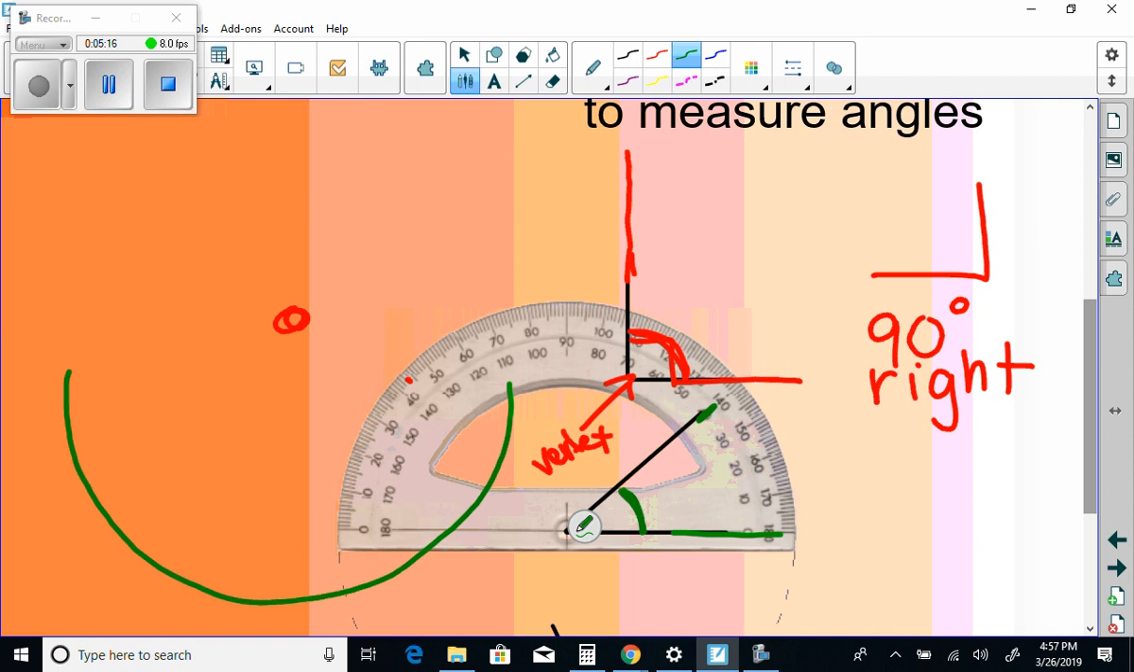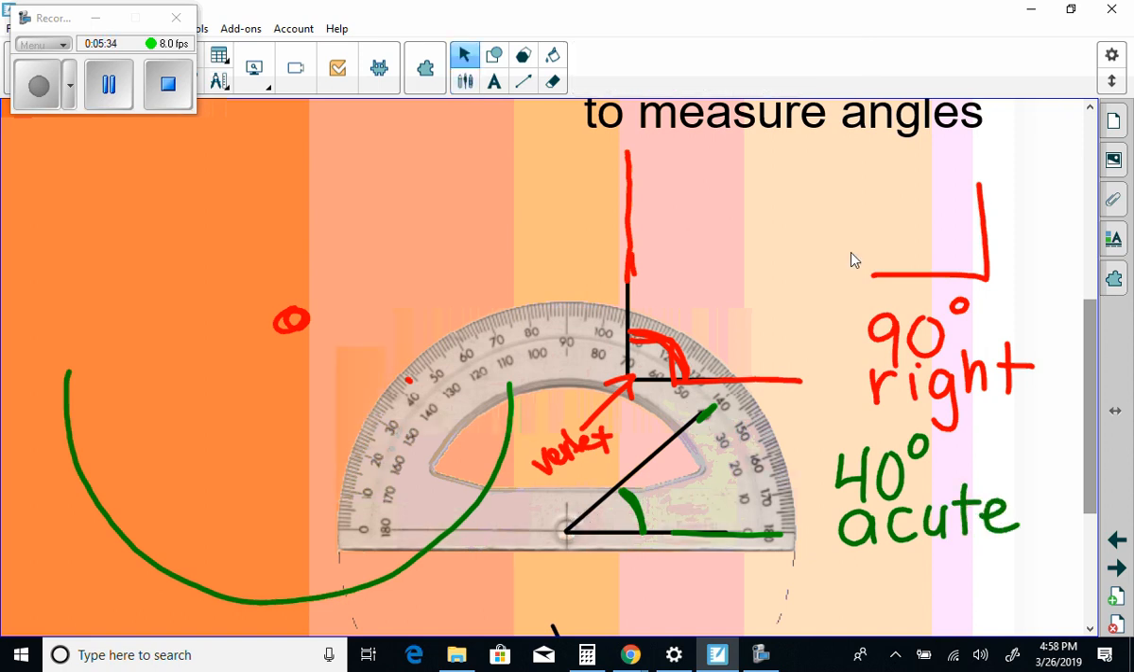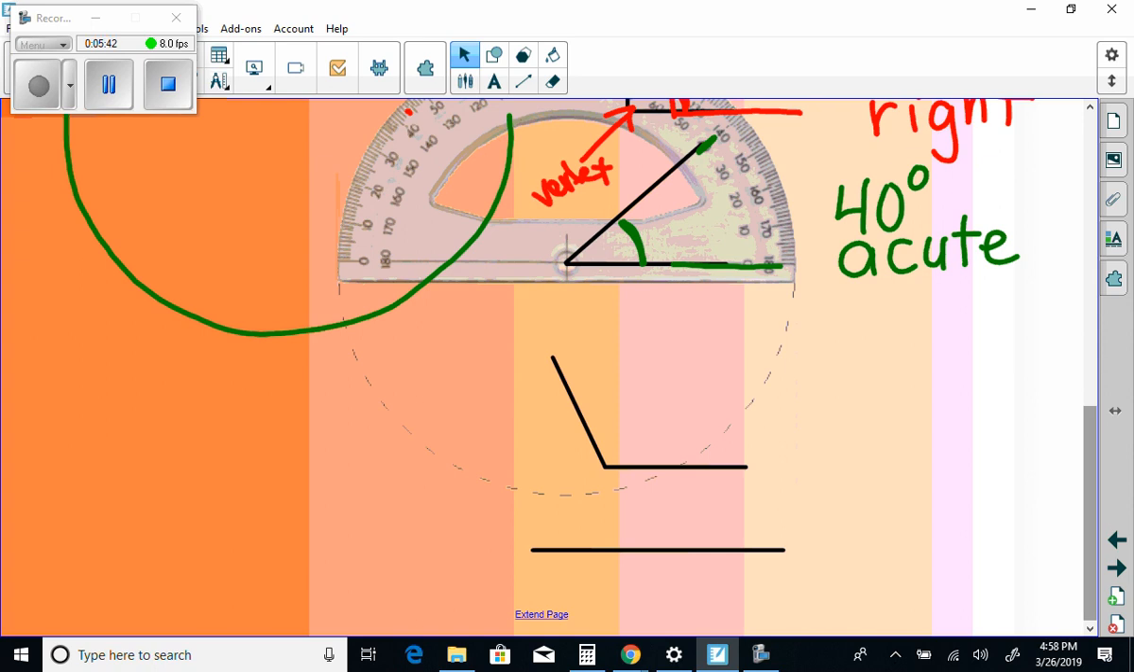So this angle measures 40 degrees, and when it's less than 90 degrees or smaller, I can see that this angle fits inside of that 90 degrees. Well, we call that an acute angle. So anything that is 1 to 89 degrees would be considered an acute angle. And so, of course, we have more, but I'm going to turn this one angle around.